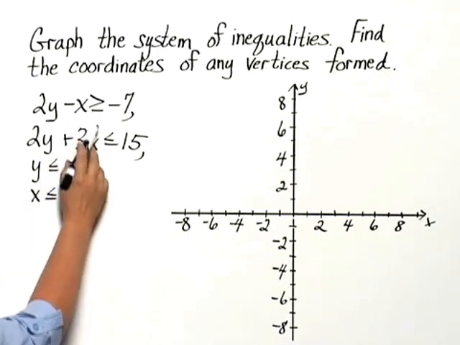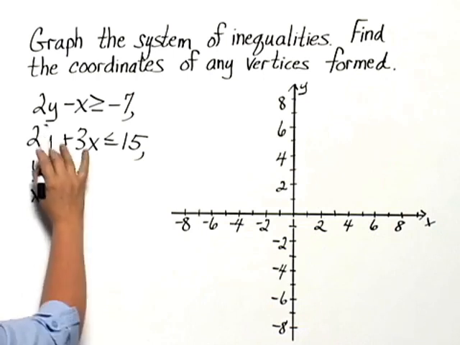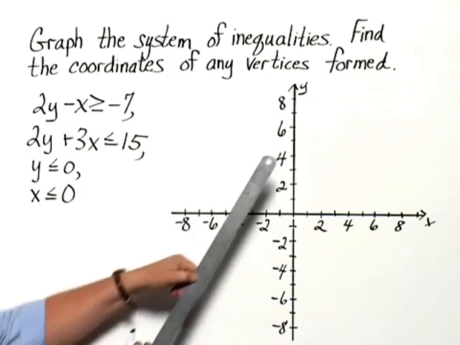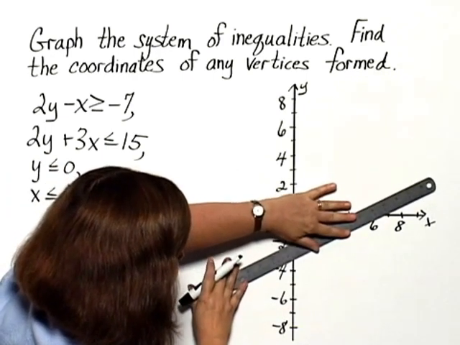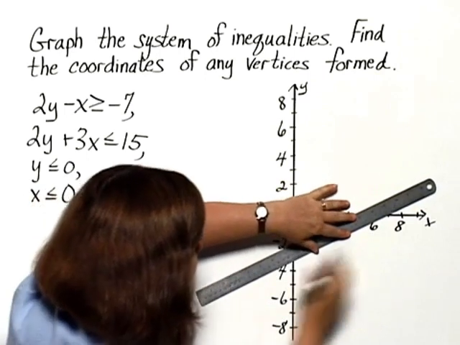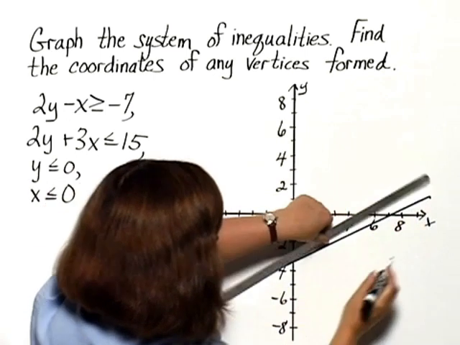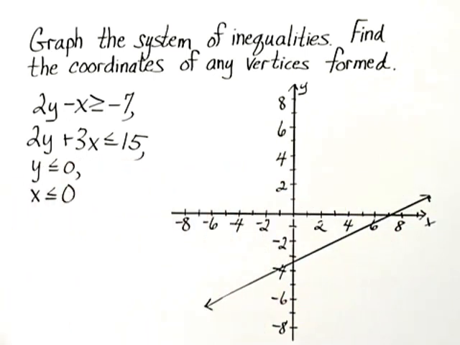We need to graph each of the inequalities separately and then find where the solution sets overlap. For the first one, we're going to graph the line 2y minus x equals negative 7 first. And we'll graph that line with whatever method we want to use. And then we need to determine which half plane we would color or shade in.